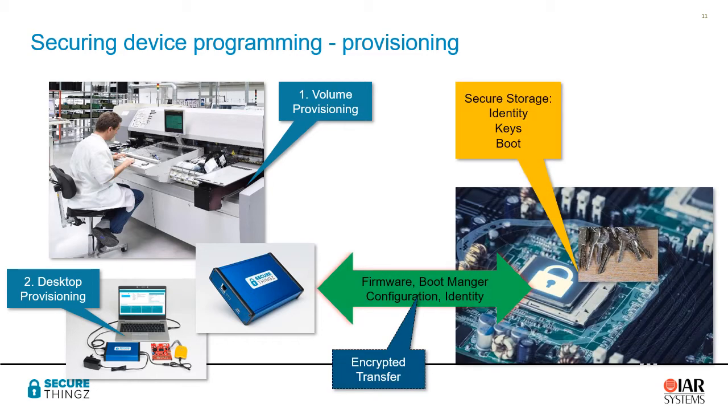We can extend that level of security by actually transferring the information, the firmware, the secure boot manager, configuration and identity directly into the chip itself through an encrypted transfer directly into the part itself, and placing into secure storage the identity that's been generated, any keys, the secure boot manager directly into memory. And this completes the chain of security all the way through from the OEM right through to the individual chip.